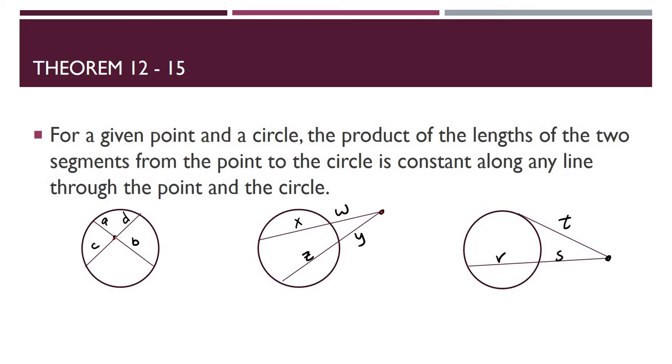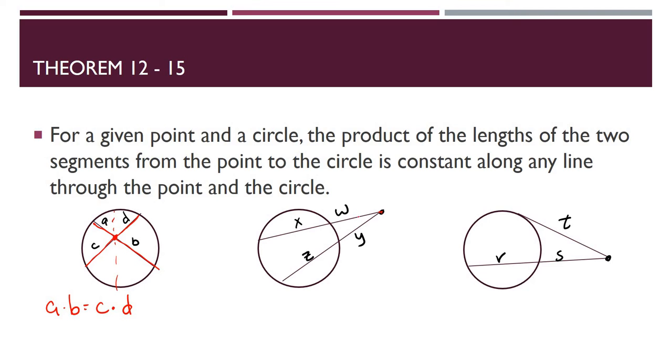So, given a point, the product of the lengths of the two segments from this point to the circle. So one segment is D, the other is C. From this point, I can do any other two segments, A to B. I could use any other segments that I want. I could do E to F. But all of these pairs of segments, A times B will equal C times D. The product of the segments from the point to the circle is constant along any line.